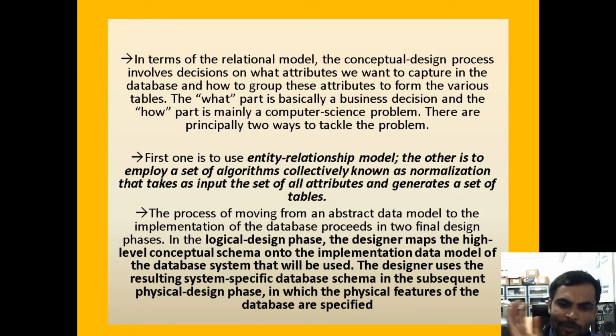Now we are creating the employee table. Under the employee table also, a department name column will be there. Between the two tables the department name is existing, which means a relationship is existing. This we can call a relational model. The first one is to use the entity relational model, which employs a set of algorithms collectively known as normalization.